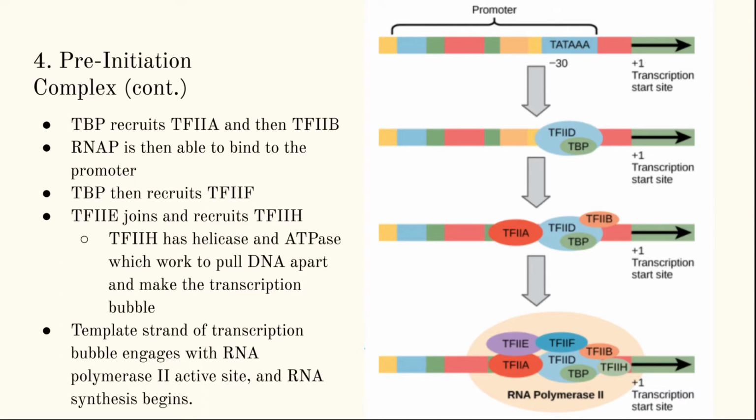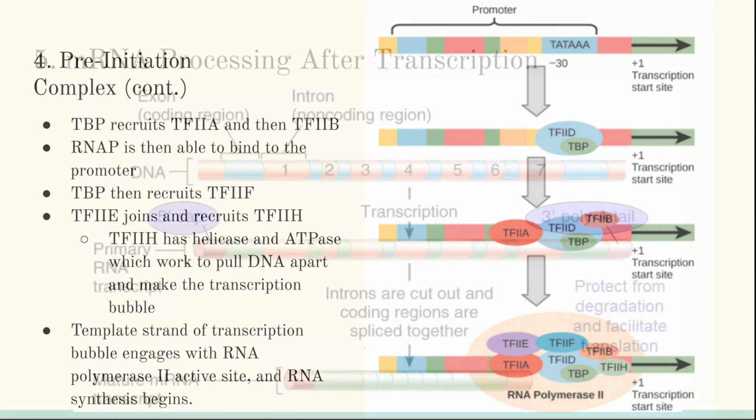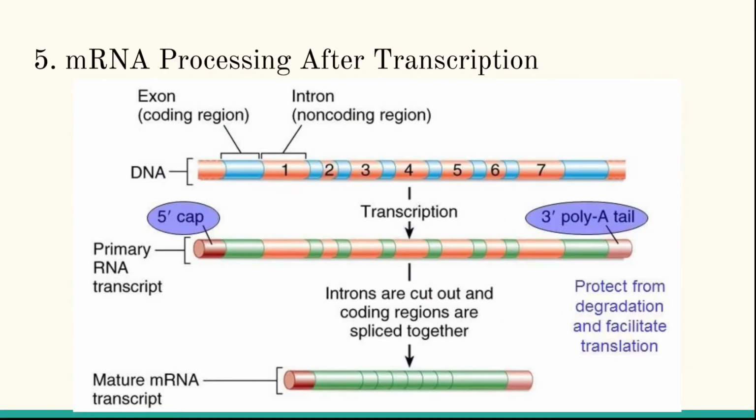Transcription factor 2E then joins and recruits transcription factor 2H. Transcription factor 2H has helicase and ATP, which work to pull DNA apart and make the transcription bubble. The template strand of the transcription bubble engages with RNA polymerase II in the active site, and then RNA synthesis begins. As we know, transcription occurs in the nucleus and the RNA has to be exported into the cytoplasm for translation to happen.